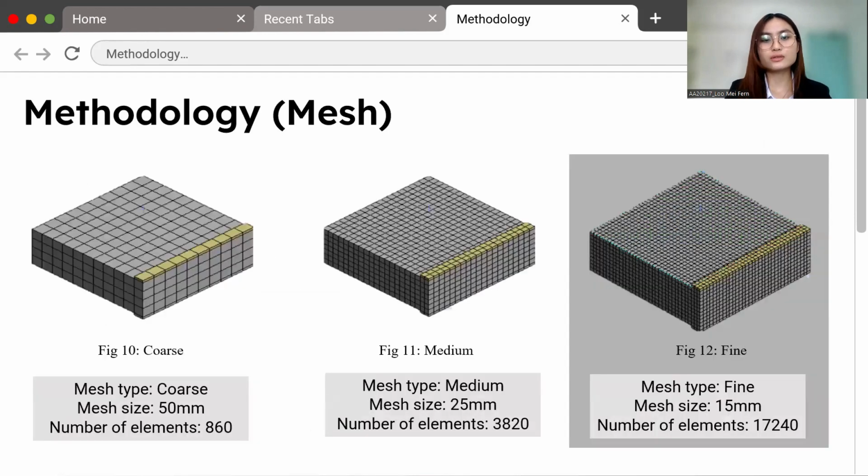This figure shows the RC slab meshed with the coarse, medium, and fine hexahedron elements. The 50 mm mesh size was selected for the following simulation because it provides the highest accuracy of numerical results.